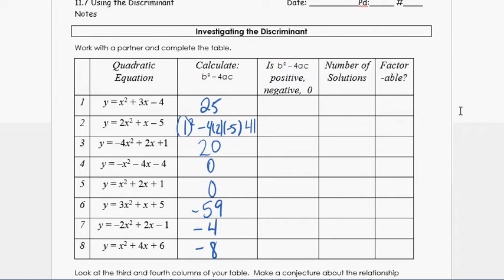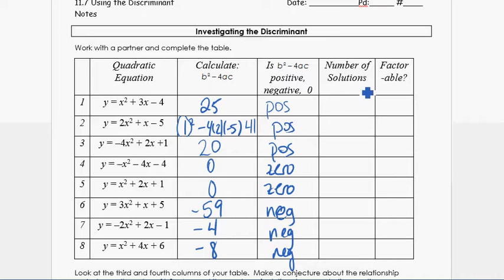Okay, so now that we have the values of the discriminant, we're going to talk about some of the easier parts of it. For number 1, 25 is a positive number. 41 is a positive number. We get number 3, a value of 20, which is positive. And then the rest of this column is pretty clear to fill out. But what this number tells us is the number of solutions.